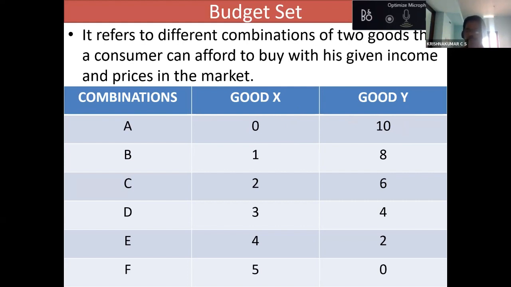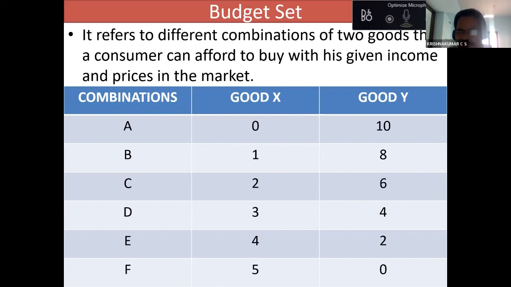So if he is spending total income on Y, he can buy 10 units of Y. Then he will not be able to buy X at all. Then in combination B, he is reducing the consumption of Y and increasing the consumption of X by 1 unit, sacrificing 2 units of Y. So different combinations which he can afford to buy with his given income and prices in the market, when you are presenting it in the form of a schedule, it is called the budget set.